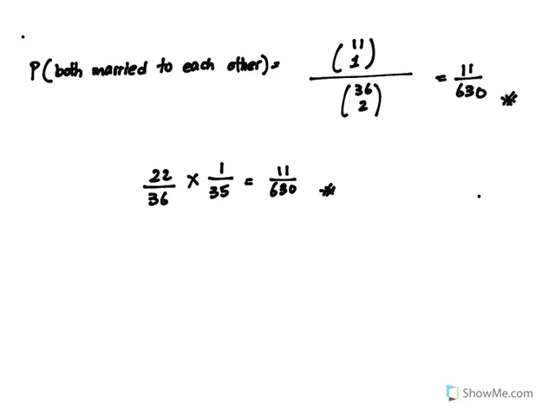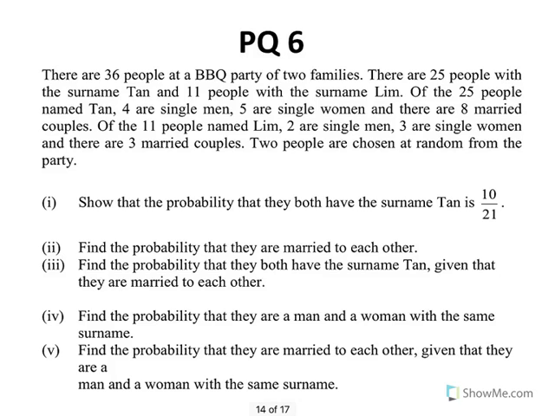Then this will be part 2. Part 3: find the probability that they both have the surname Tan, given that they are married to each other. So here is a conditional probability. So the probability that both are Tan, given that they are married to each other.